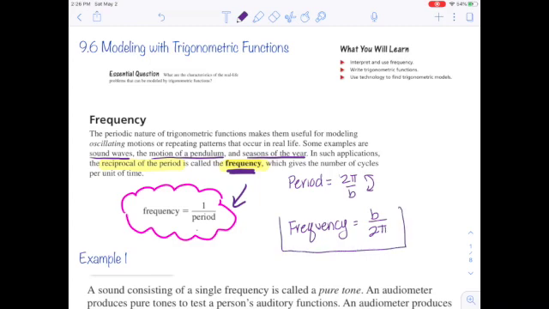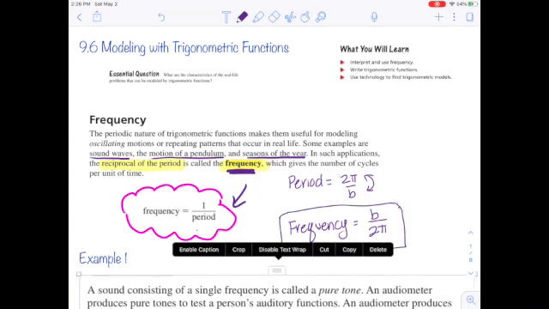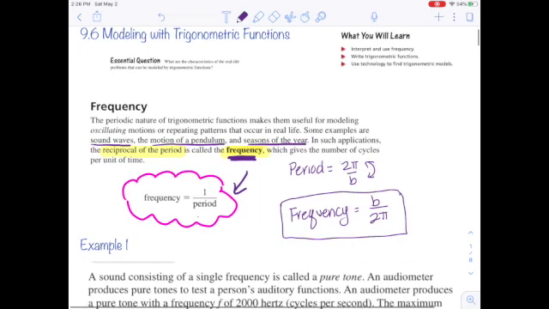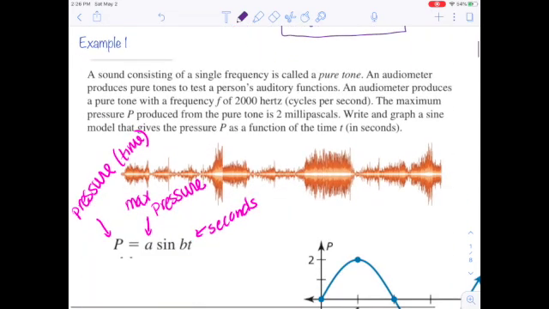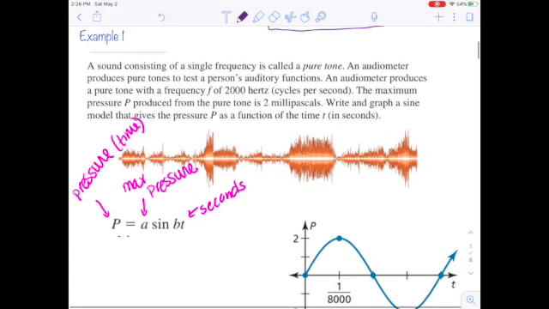All right, we're going to make sure we know this situation for frequency. We're going to have our first example. A sound consisting of a single frequency is called a pure tone. An audiometer produces pure tones to test a person's auditory functions. An audiometer produces a pure tone with a frequency of 2000 cycles per second. The maximum pressure produced by the pure tone is 2 millipascals.